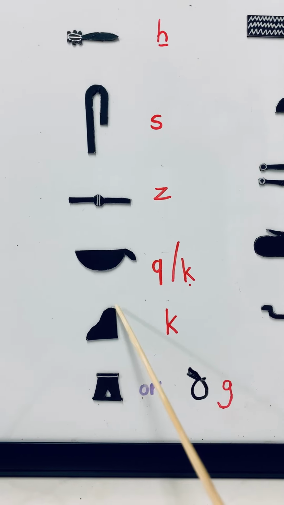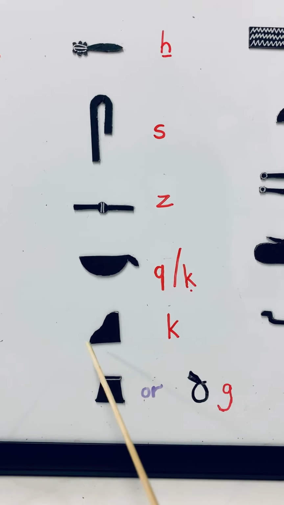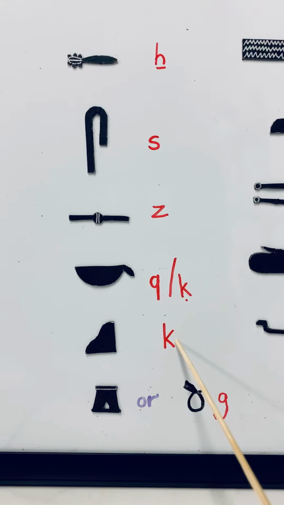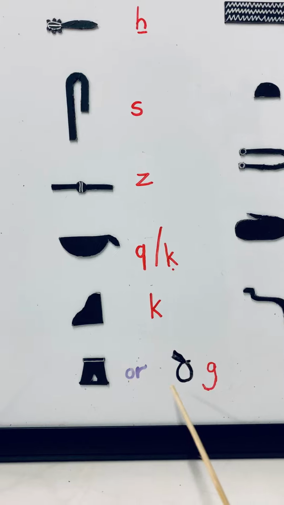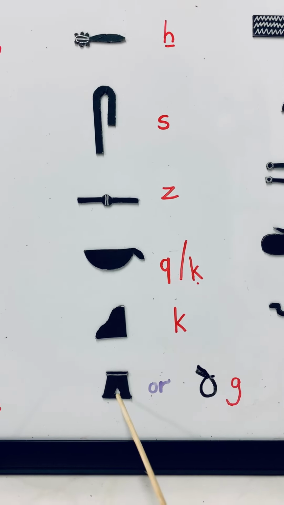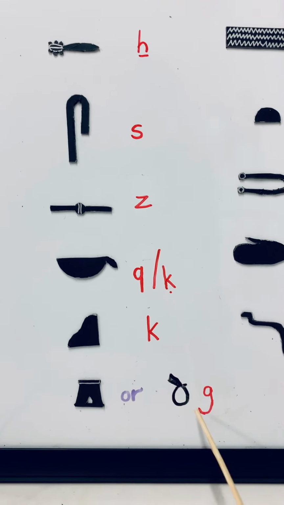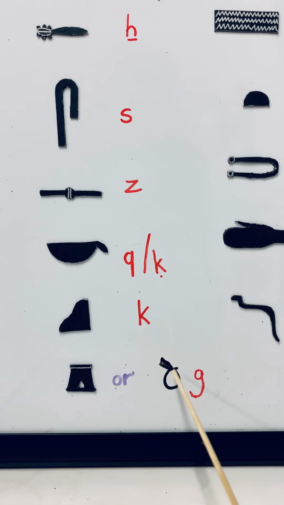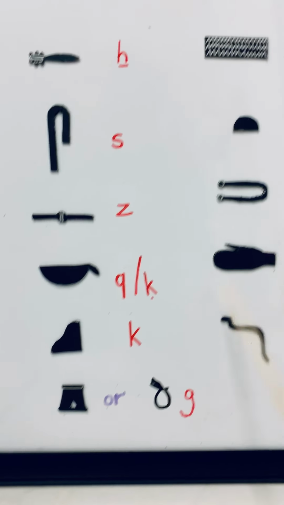The next K is a rolling hill. So a hill, if you're standing on top, you're rolling down. And this is now the softer K. After that, we move to the letter G. In the letter G, you have a jar stand. So this would be a stand for a jar. And a substitute was also, not very often, but rarely, a bag. So it's just a bag with a handle, and this is the G.